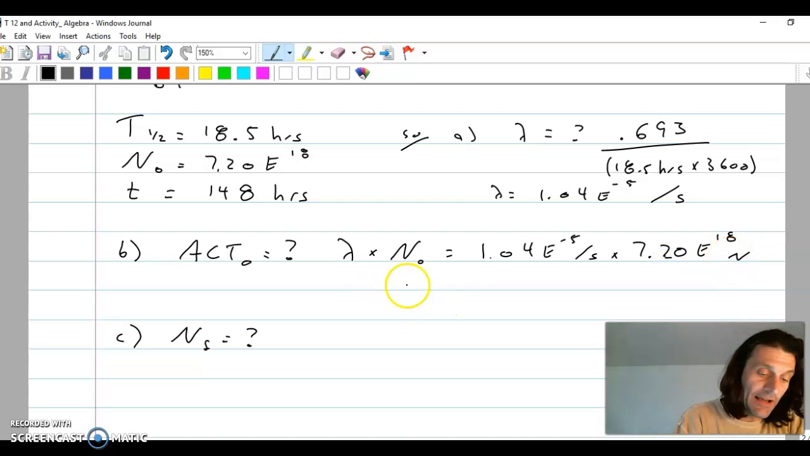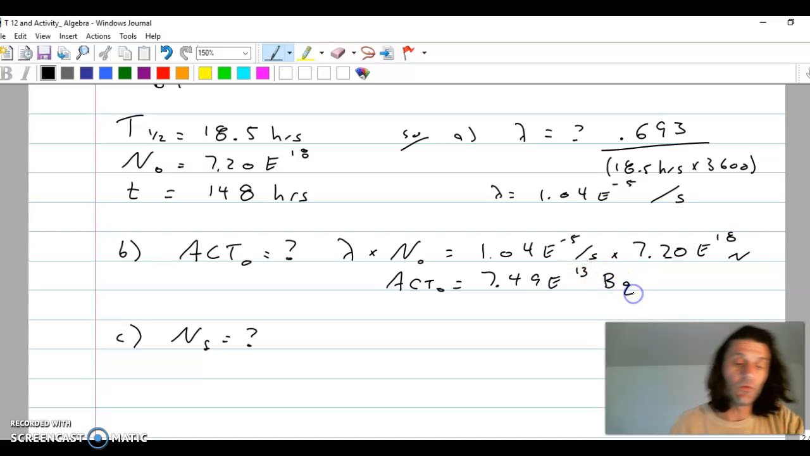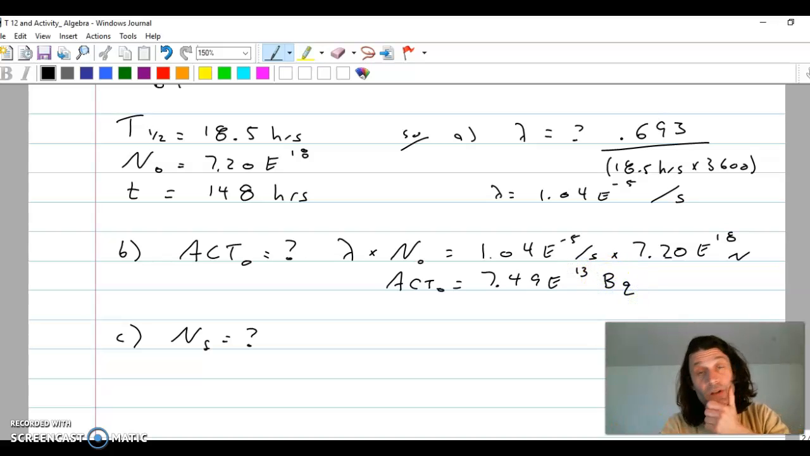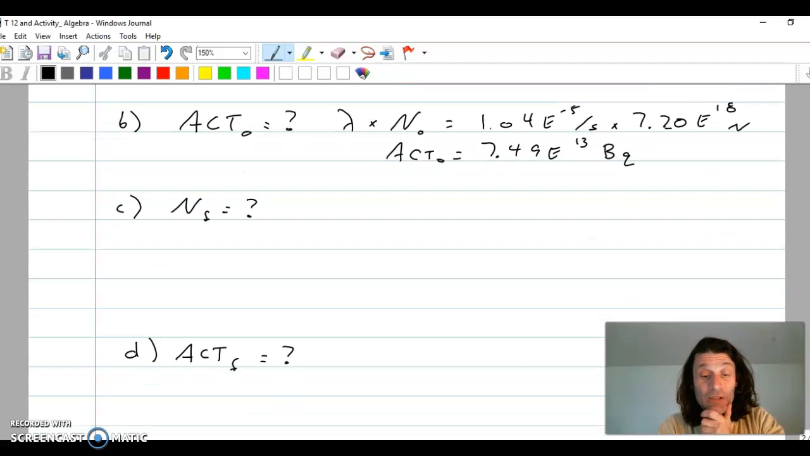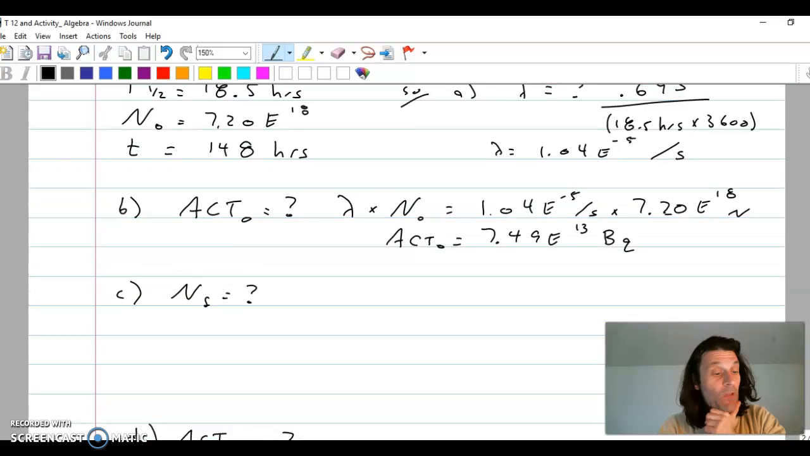That number, the activity sub 0, the activity we started with, happens to be 7.49 times 10 to the 13th. That's a lot. Bq. Okay, so you could convert it to curies if you wish. This particular lesson, I just wrote it in becquerels. So that's decays per second. If you had a Geiger counter, that thing would be going nuts, wouldn't it?